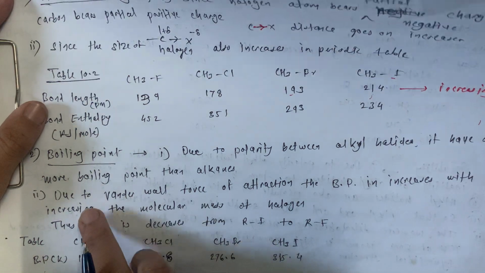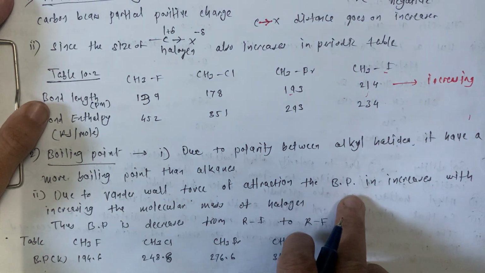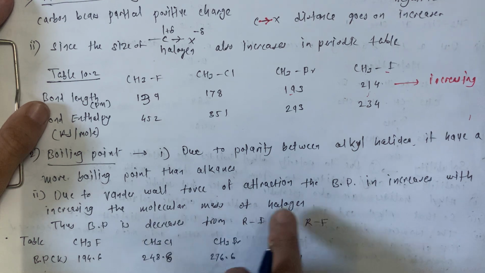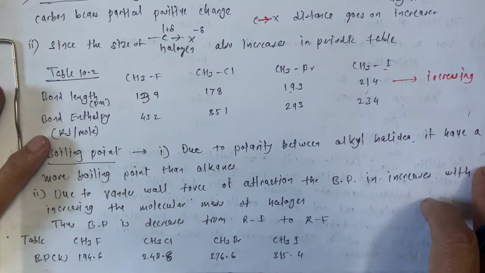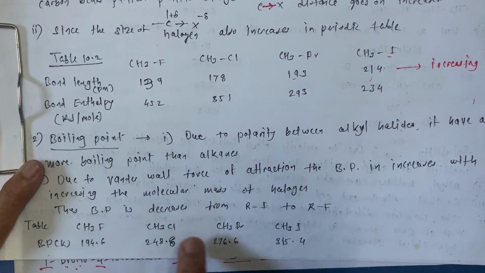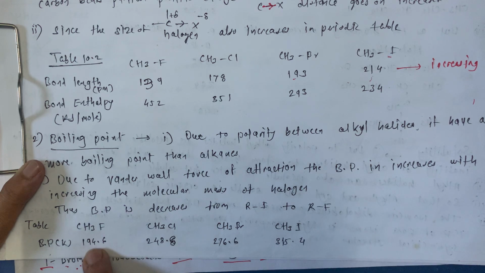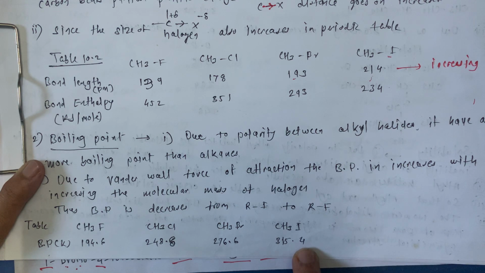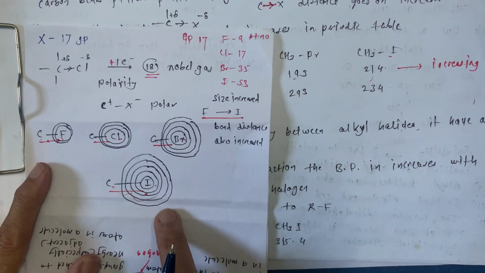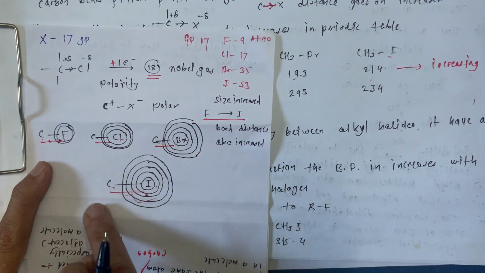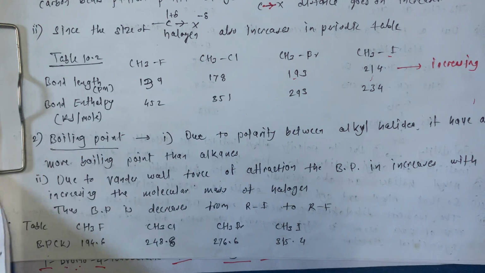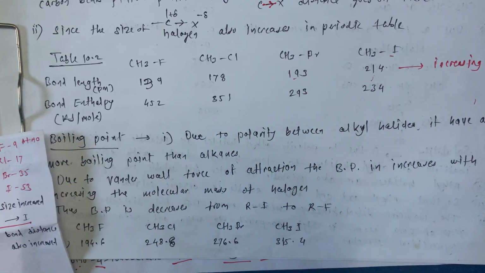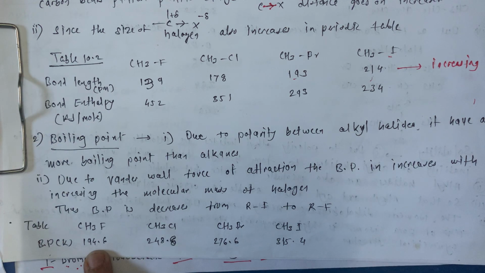Now here, due to van der Waals forces of attraction, the boiling point increases with increasing molecular mass of the halogen. See now, here it is CH3F, CH3Cl, CH3Br, CH3I. Here the boiling point is 194.6, while here it is 315.4. Now from here also we will come to know, as the size of the molecule is bigger, the boiling point is higher. As the size of the molecule is smaller, the boiling point is lower.